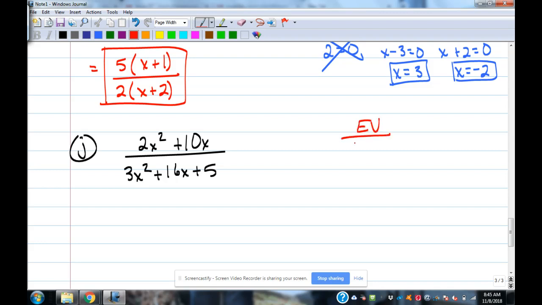And I'll give you a break. When we get to multiplying and dividing, we'll quit doing EVs. Give us a break on that. I think you got that. You know what to do to get them. Just practice and do it.